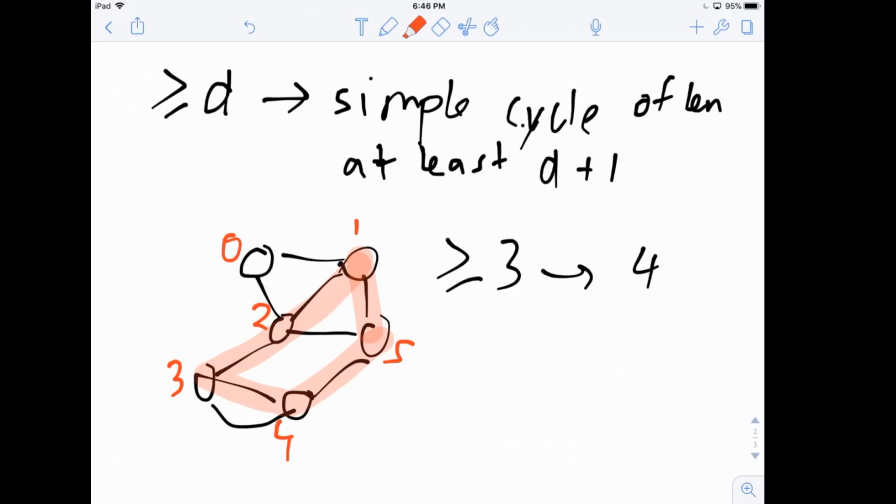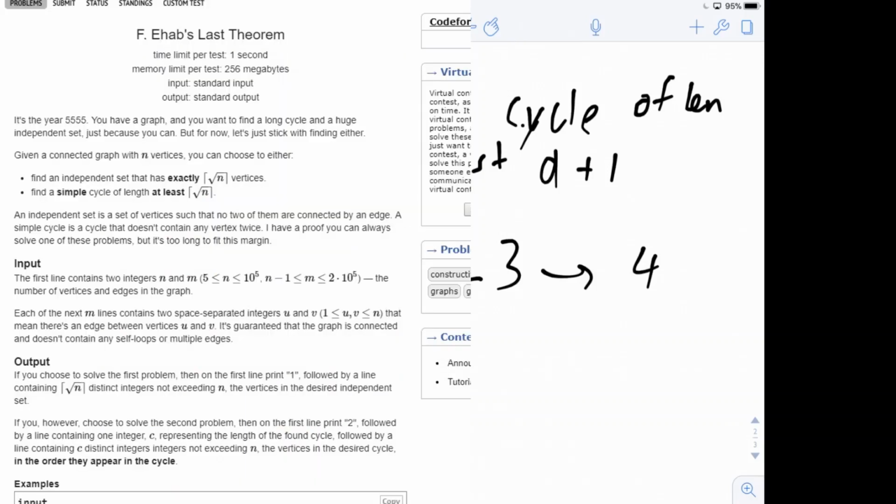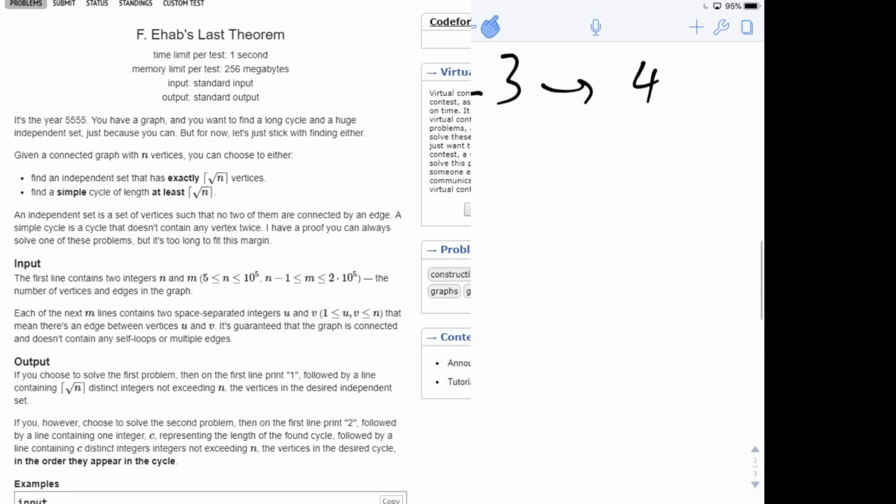Okay, so this solves the problem if we can convert our original graph into a graph where all the vertices have a degree greater than or equal to d. And it'll just solve type 2, right? Where it'll create the simple cycle of length at least square root of n. Now, however, this is not always the case. Sometimes we'll have an independent set.